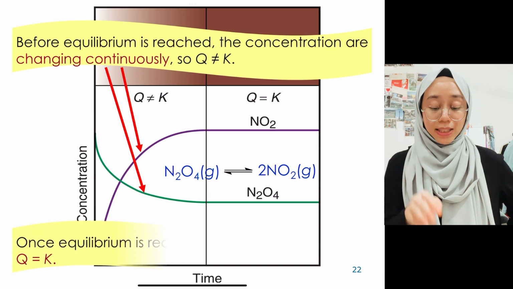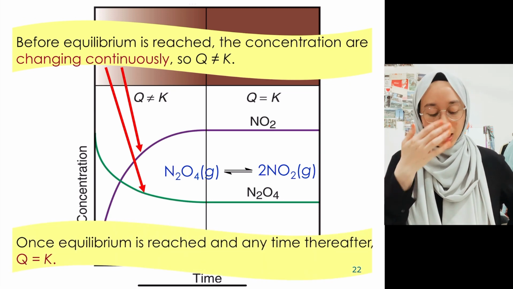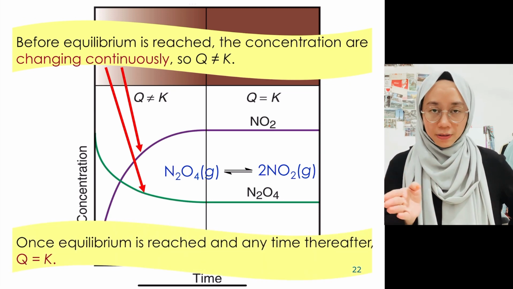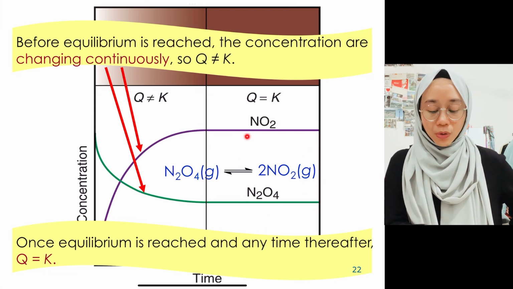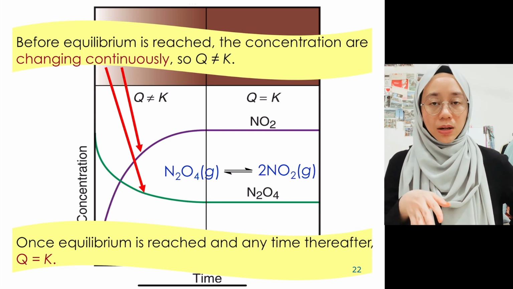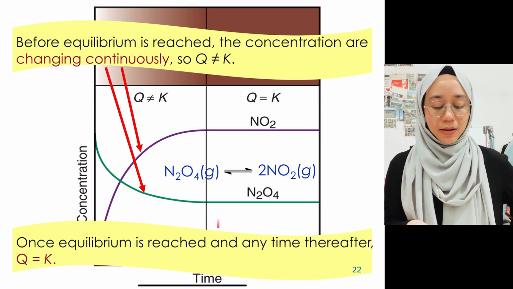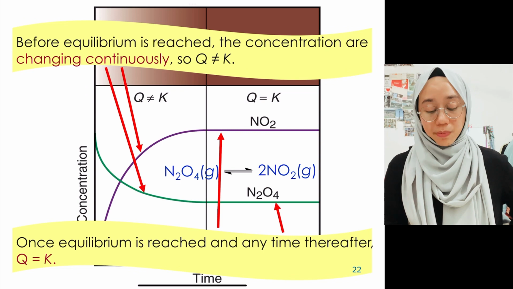Okay, tapi once kita dah achieve equilibrium, okay, so at any time selepas equilibrium ni, so this area here, dekat mana-mana pun Q punya value is always equals to K then. Okay, so yang tu menunjukkan dia dah mencapai equilibrium lah.